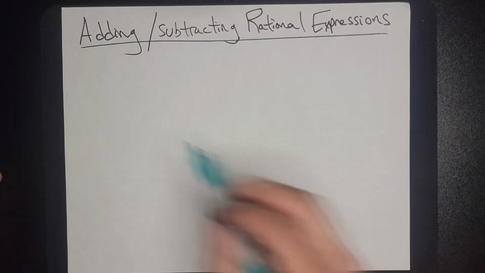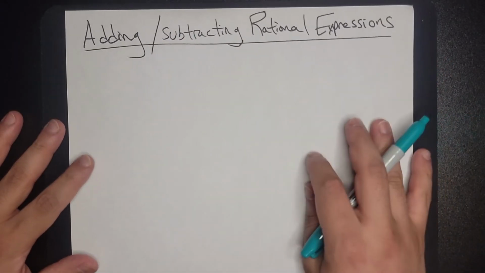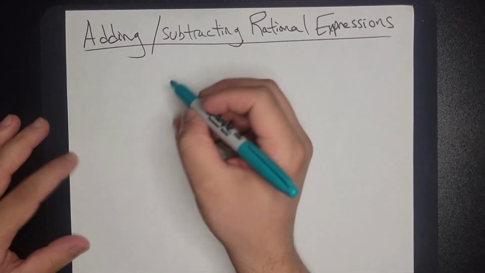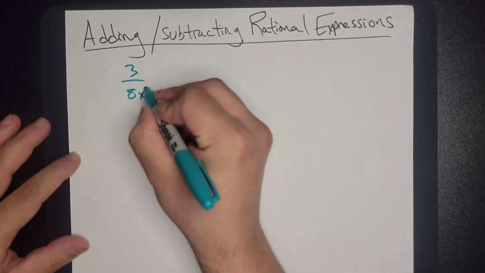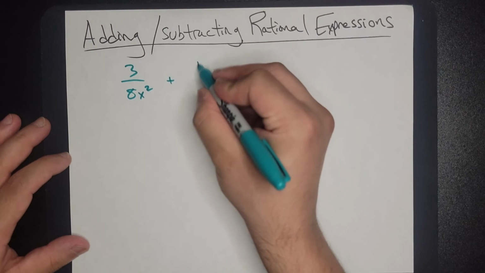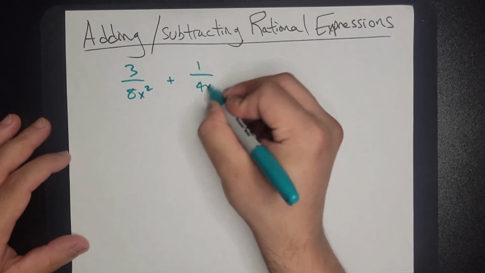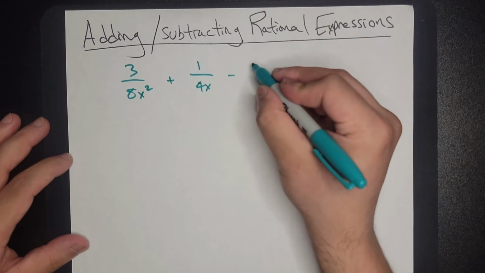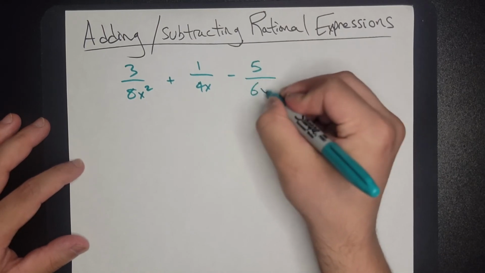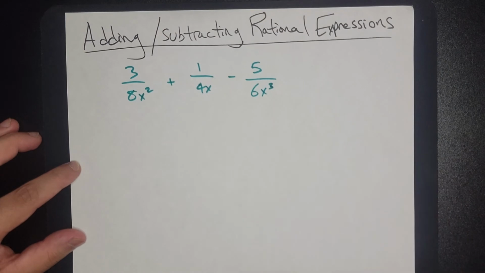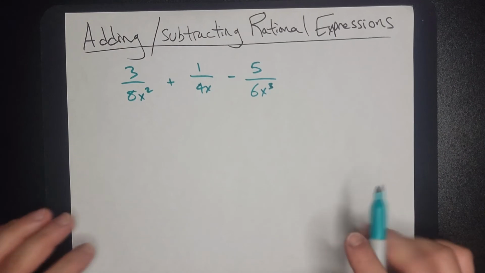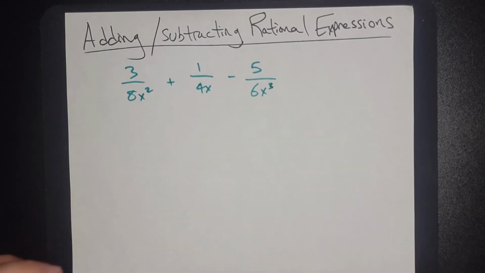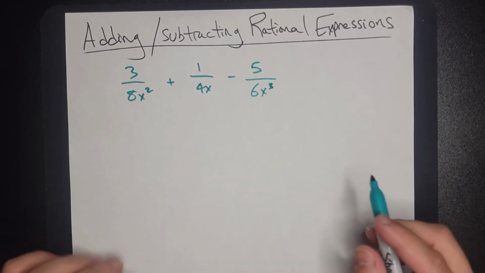Okay, so in this video we're going to be adding and subtracting rational expressions. So, jumping off of what we've been doing so far, we've been simplifying, multiplying, dividing expressions. So now I'm going to take these three terms and turn them into one simple term, or group everything. You'll see what we do.